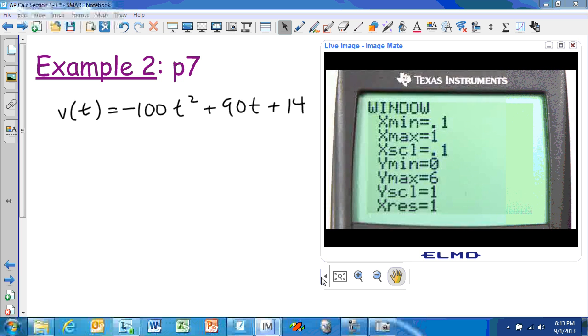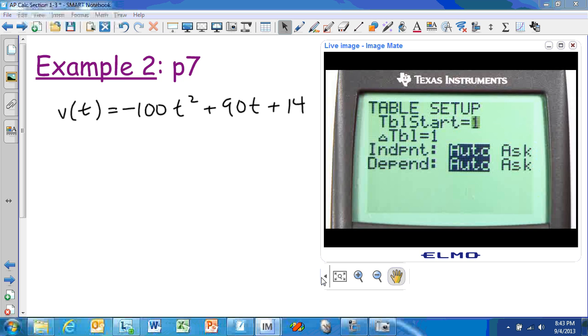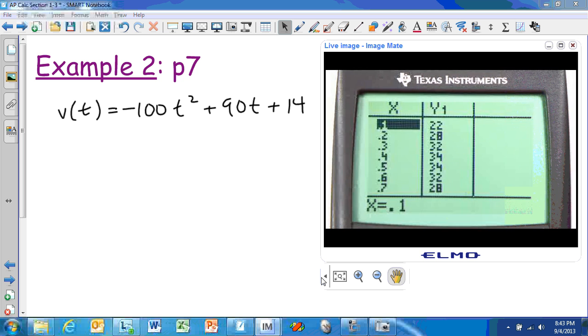Now for the y's, again, if you aren't sure exactly what to do, let me show you how you can use your table again to help you out. Start out at 0.1, our x min. Have the table change by 0.1, our x scale. And then go to your table, second table, and look at the y values that you get here. It starts at 22 and then increases up to 34, and then starts decreasing back down to 4 at x equals 1. Okay? So we can use that to help us set up a pretty decent window of this thing.